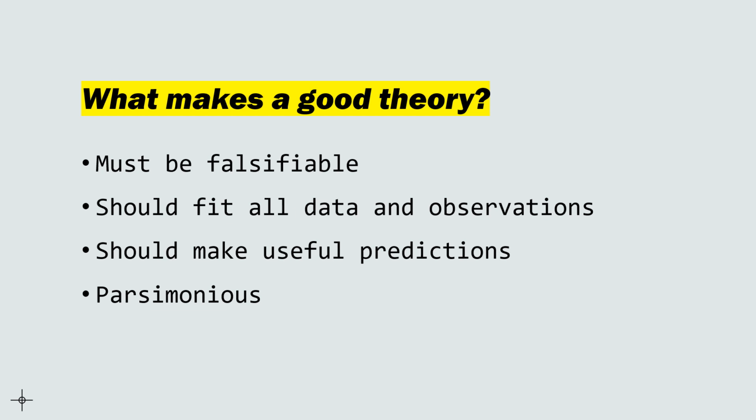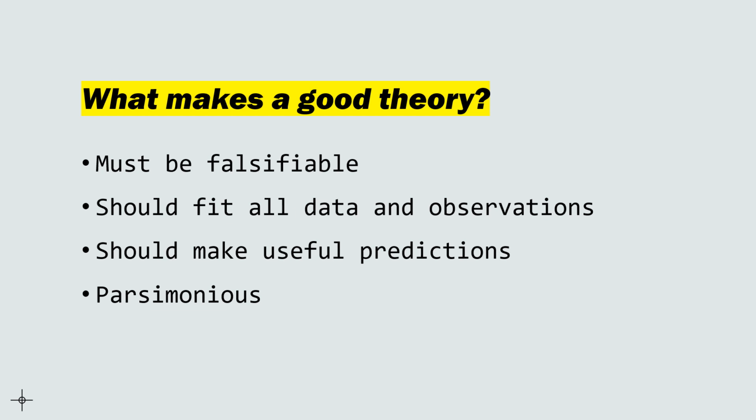And then this final piece, it should be what's called parsimonious. Parsimonious just means that if we have, let's say we have two theories, and both of these theories so far fit all of these other criteria. They're both falsifiable, they both fit the data, they both make useful predictions, and let's say they're both about kind of the same topic.